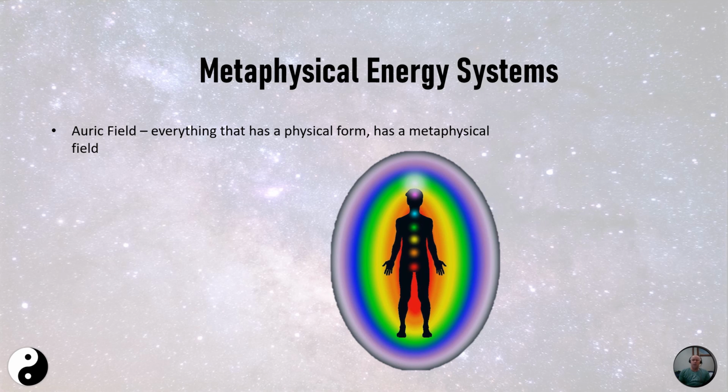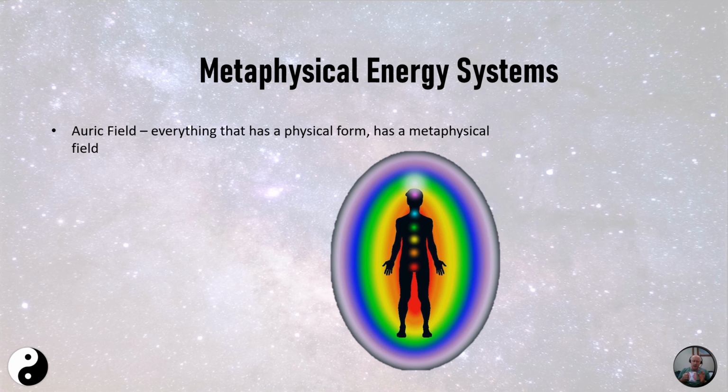Now, some of the metaphysical energy systems that we have around us and within us, we have the auric field. So everything that has a physical form has a metaphysical field. That means that just as much as you can see, for example, if we're looking at something like this cup, it has a physical form, but it also has a metaphysical field around it, like an auric field. Just because this is supposedly an inanimate object and not a living organism, to say it doesn't have a field is totally incorrect. Everything has that.